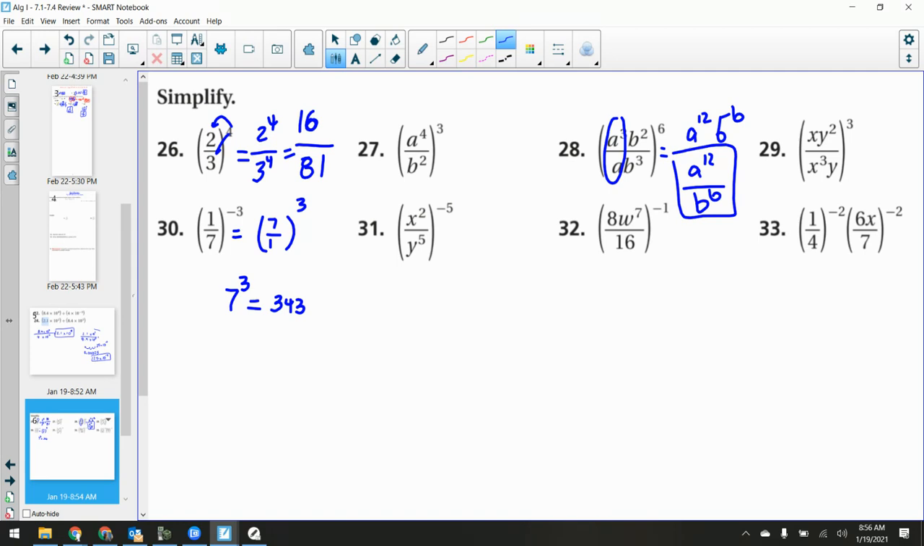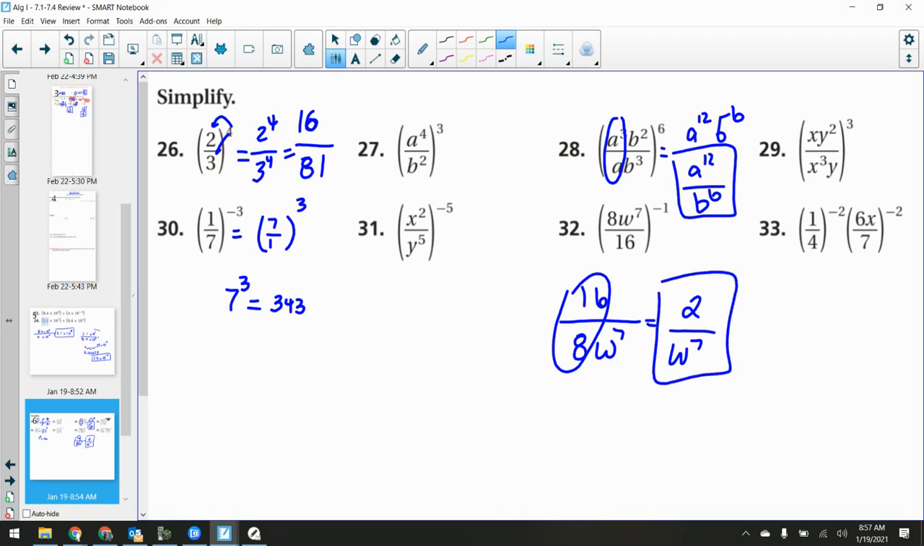Number 32, 8w to the 7th over 16, all raised to the negative 1 exponent. So, Mr. Schumbeck, what does that negative 1 exponent tell me to do? Flip it. So what should it look like? Good. Now, that's a good answer, but there's something else you could do. What is 16 over 8? 2. So we can write it as 2 over w to the 7th. There's 32. Questions about that?